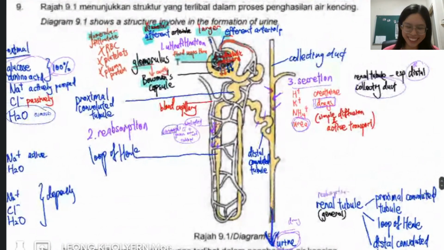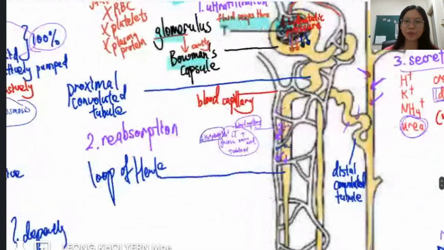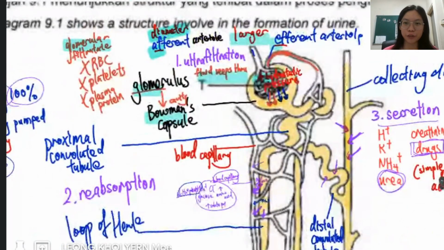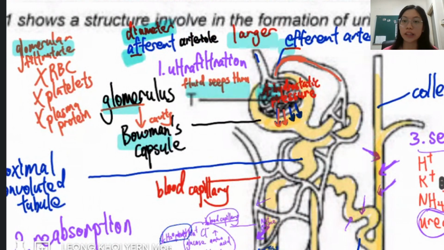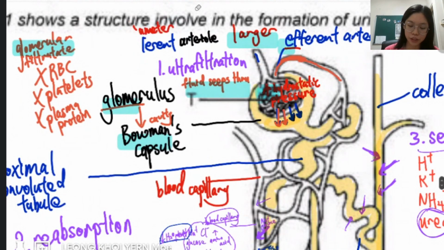I know it's very long. So first of all, it's ultrafiltration. Why ultrafiltration? High hydrostatic pressure, due to the difference in diameter, where the afferent is larger than the efferent. Afferent comes first because A comes first. Then some substances seep through the wall of the glomerulus and enter the cavity of the Bowman capsule. The fluid in the Bowman capsule is called glomerular filtrate, which has a composition quite similar to blood plasma, but does not have red blood cells, platelets and plasma protein.